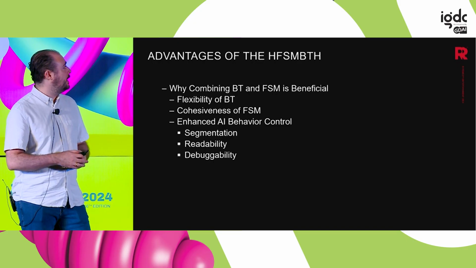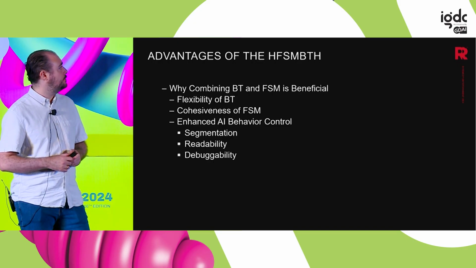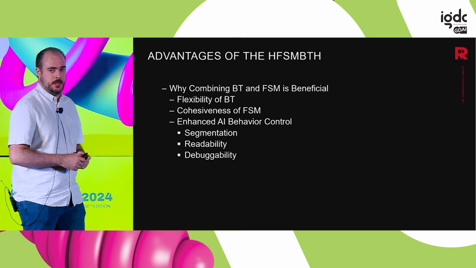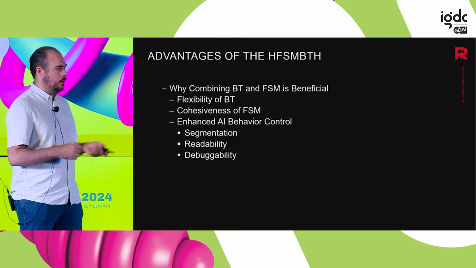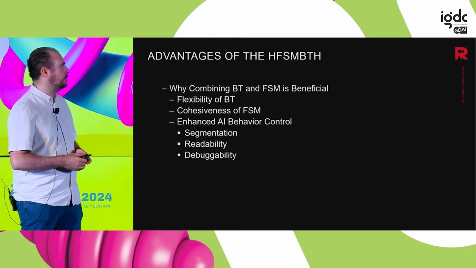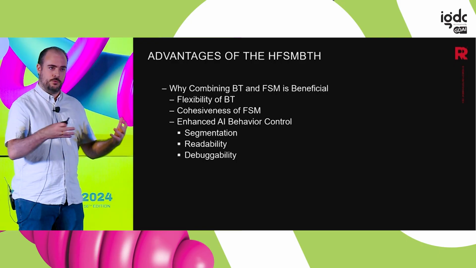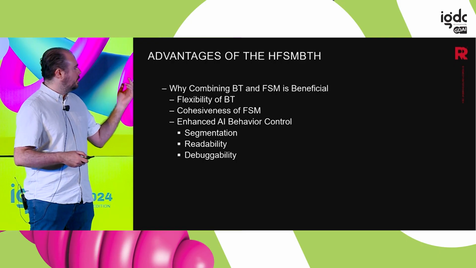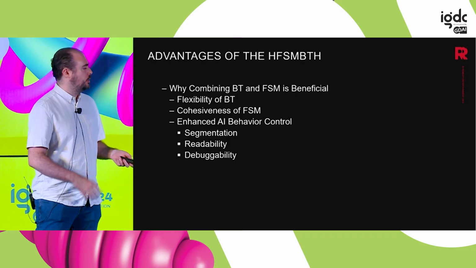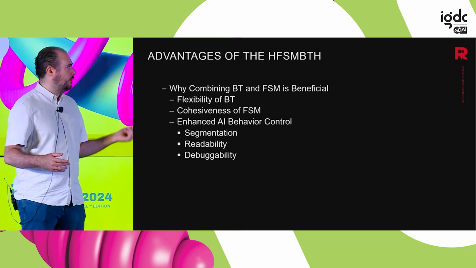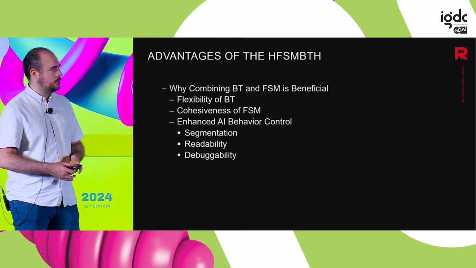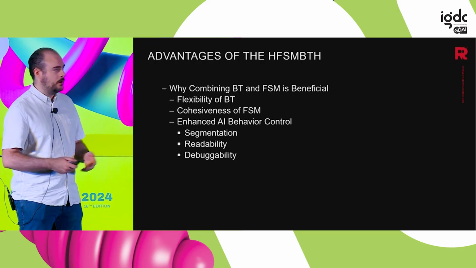Some more about why combining behavior trees and finite state machines together is beneficial. We do keep the flexibility of behavior trees. Don't get me wrong, those things are great. They're great for what they are, behavioral execution. They're not so great for control flow. So if we introduce that together with a finite state machine, we still get the cohesiveness of a finite state machine. Cohesiveness being that it's very easy to reason about, to ask where does it go next? Something you don't have in a behavior tree. It can go anywhere.